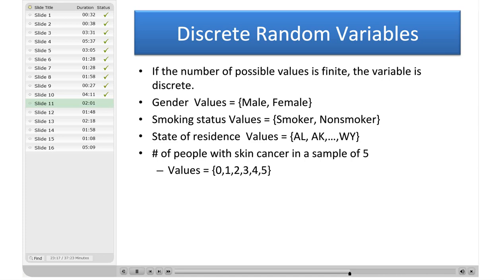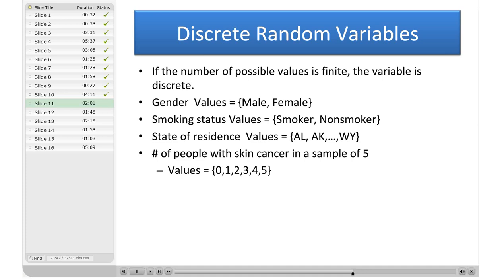So let's talk about discrete random variables first. I want to try to explain which types of random variables are discrete. So first of all, if the number of possible values for a random variable is finite, then that random variable is automatically discrete. And finite just means limited. There's a fixed limited number of possible values for that random variable.